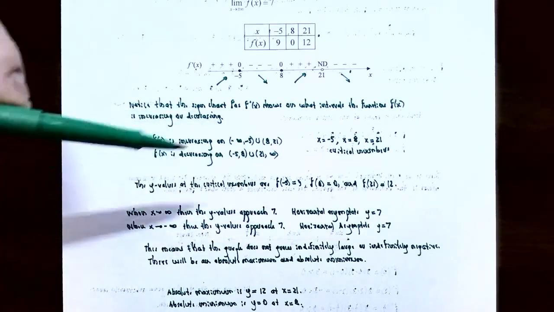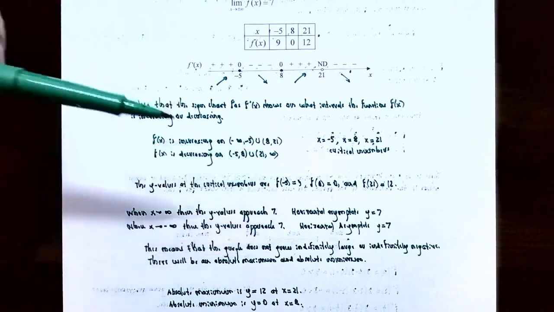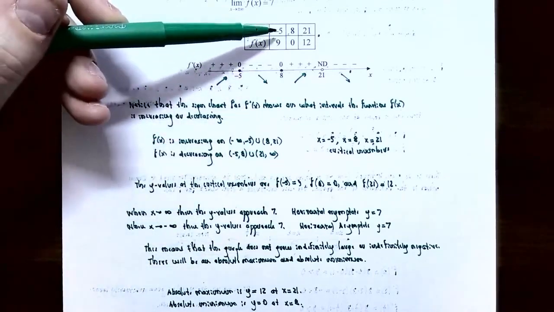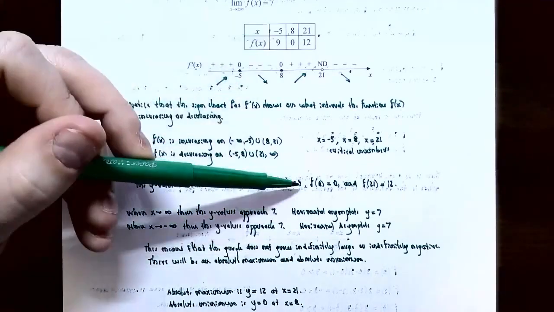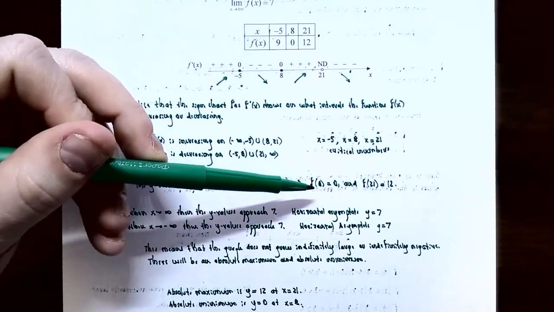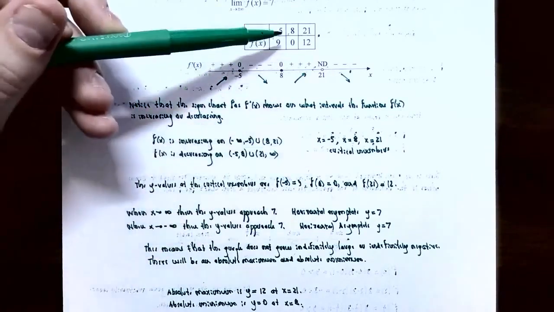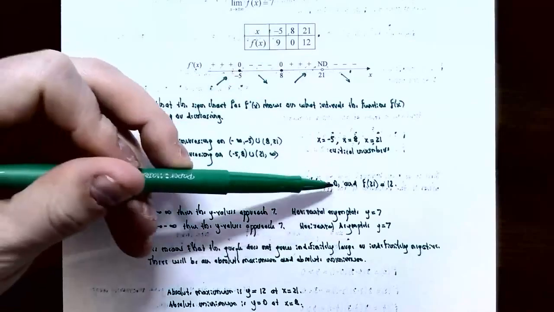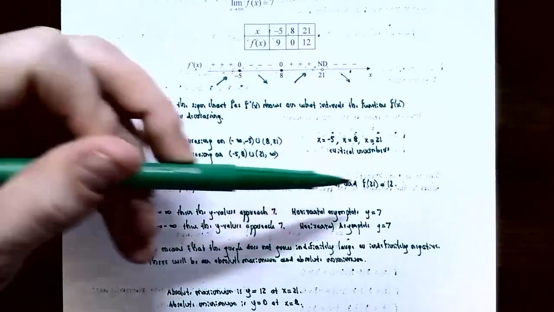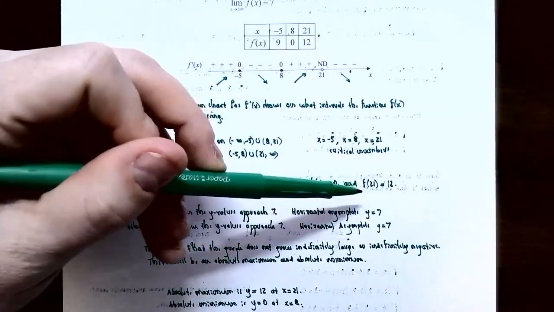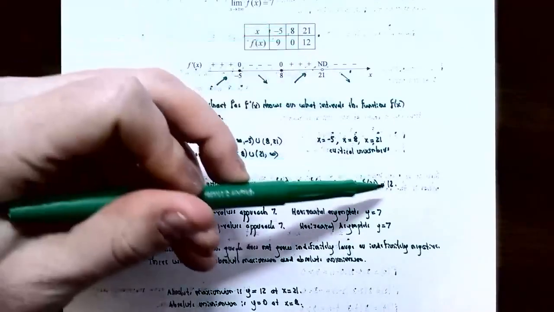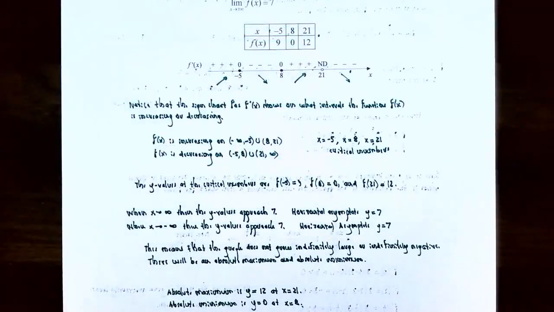The y value for the critical number x equals negative 5 we can find from the table of values. Whenever x is negative 5, the function is 9. So the y value is 9 when x is negative 5. The y value at x equals 8 from this table of values was 0. So the y value is 0 when x equals 8. And for the other critical number, x equals 21, if you plug that into the original function, you get 12. So the y value is 12 whenever x is equal to 21.